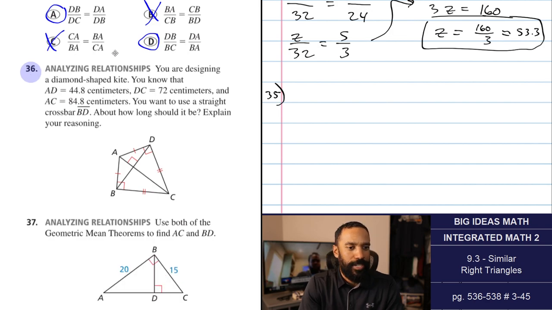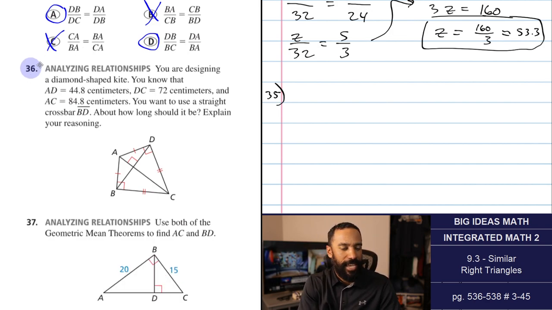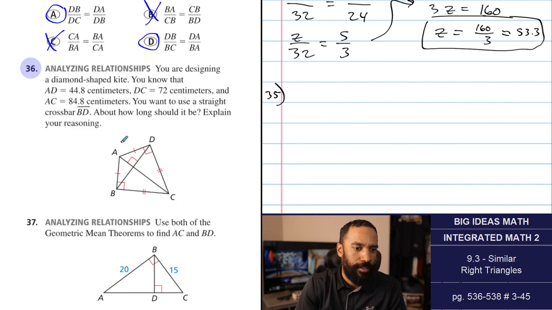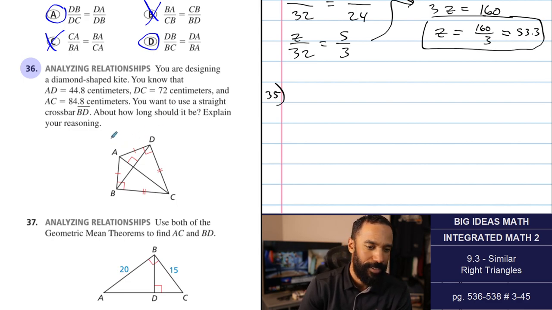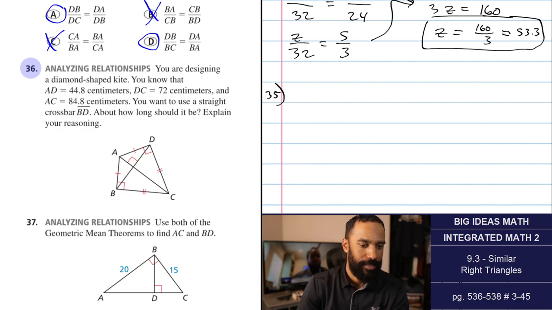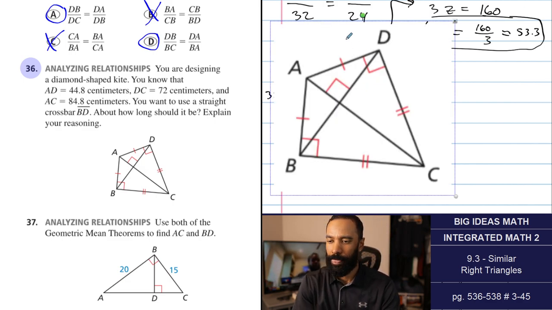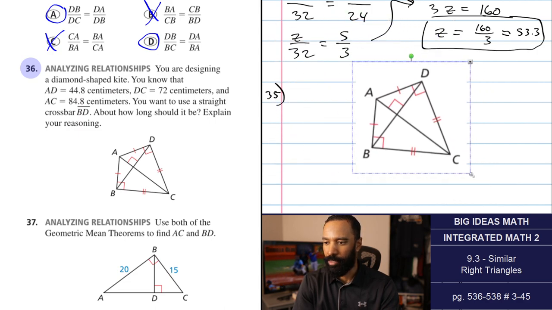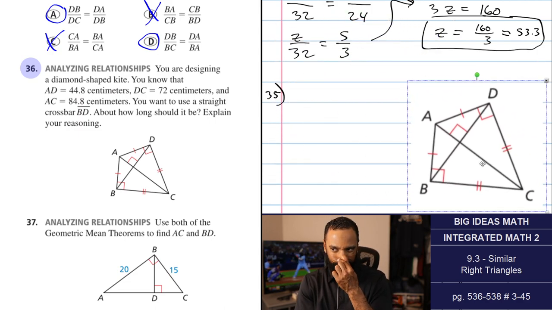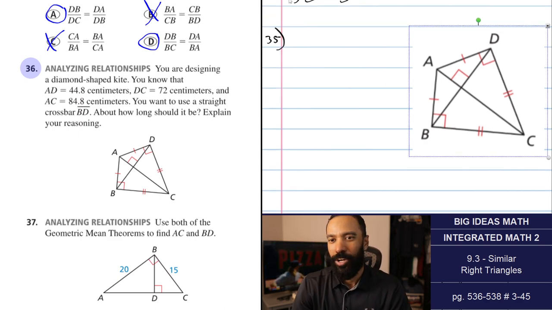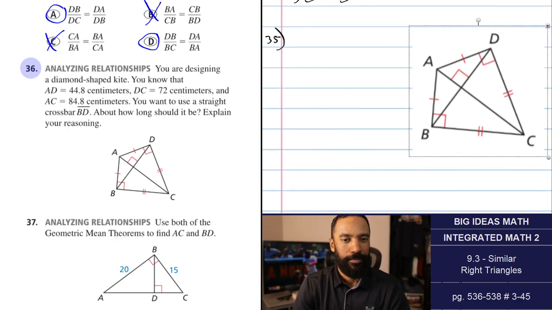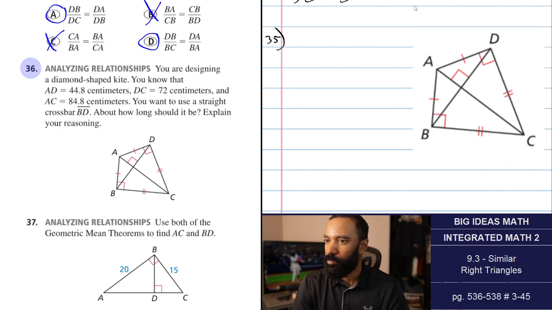Analyzing relationships. You are designing a diamond-shaped kite. You know that AD is 44.8 centimeters. Then why don't they write it? 44.8. I'm going to copy and paste this over. Give me a second. I have a feeling the problems are about to get a lot longer. I have about 11 problems to go, and they might take a while. Okay. Let's lock that.